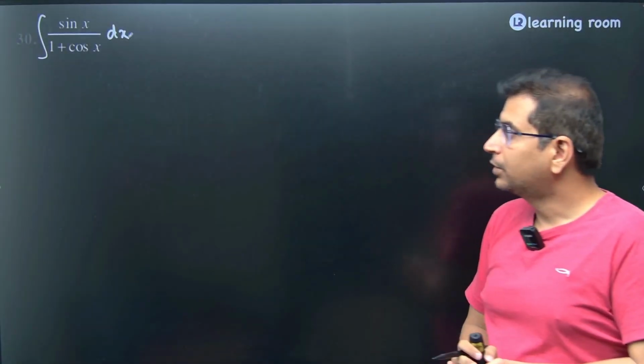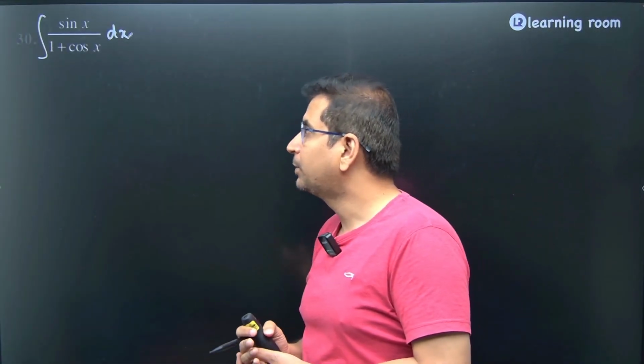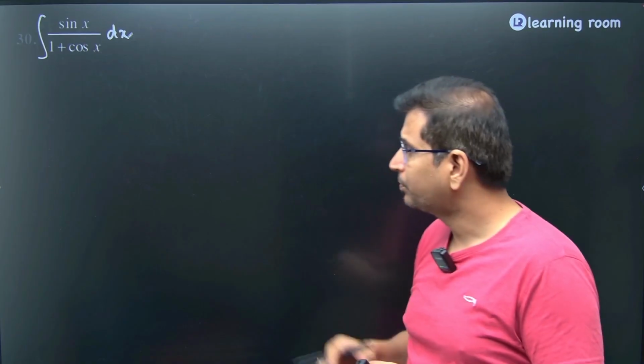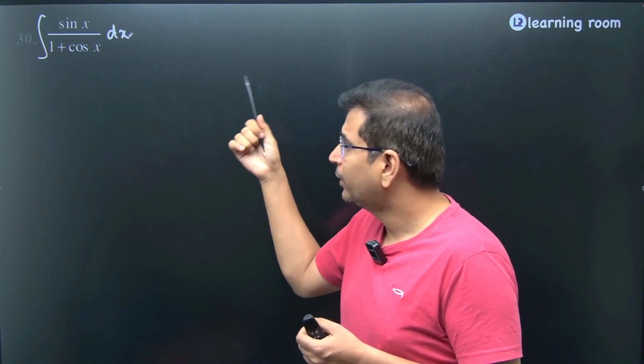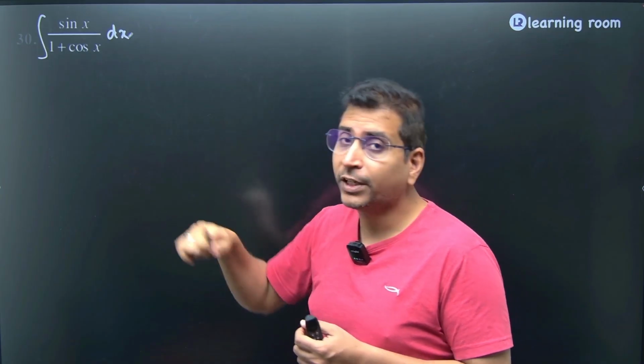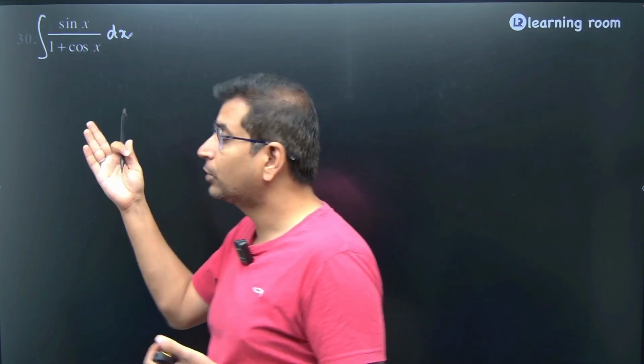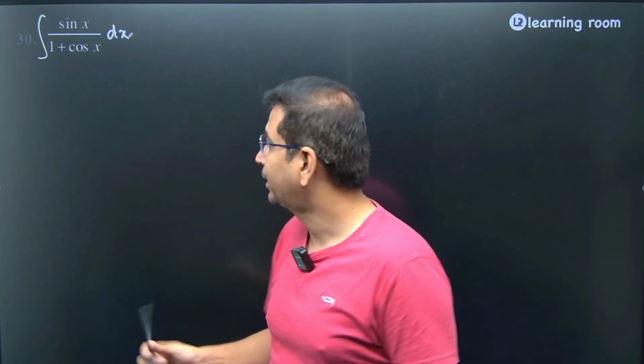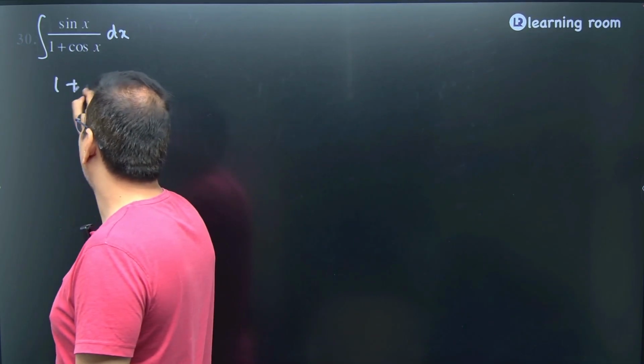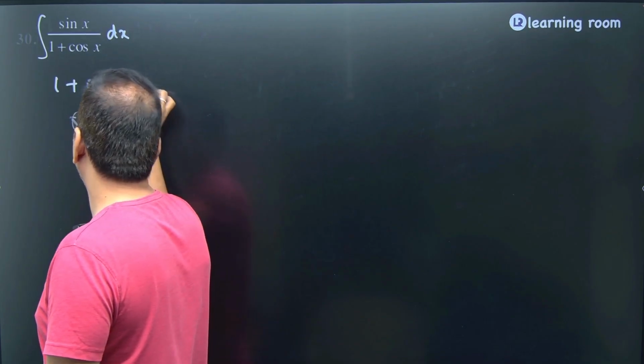Now the 30th question is the integral of sin x divided by 1 plus cos x, times dx. If you observe, most probably when you substitute the denominator as t, the numerator should be the derivative of it. It is working because the derivative of cos x is going to be minus sin x. Hence, I need to take 1 plus cos x as t.